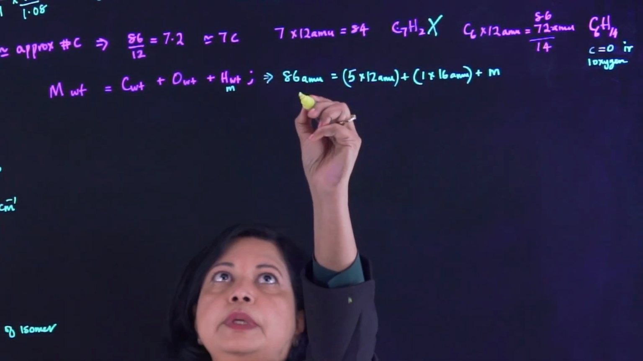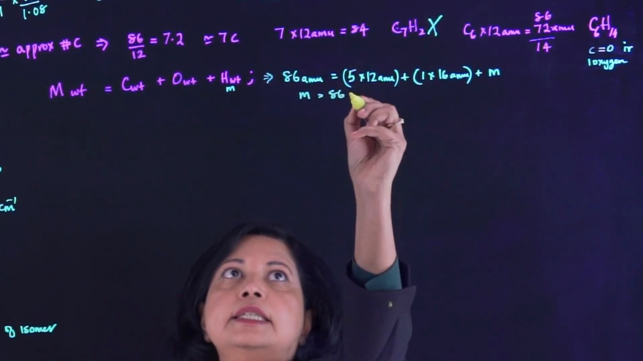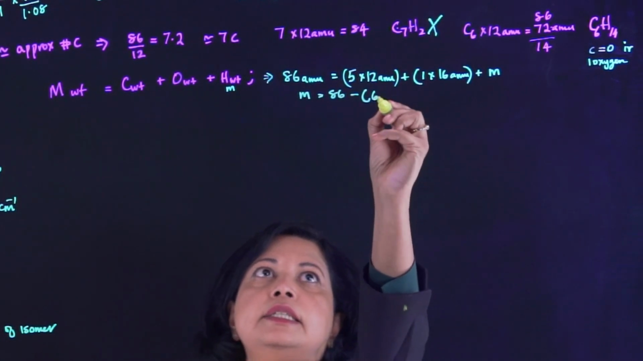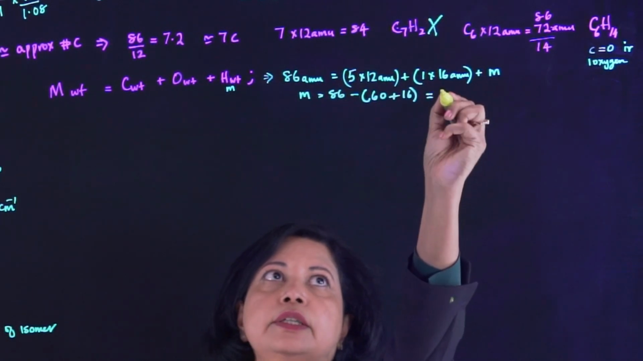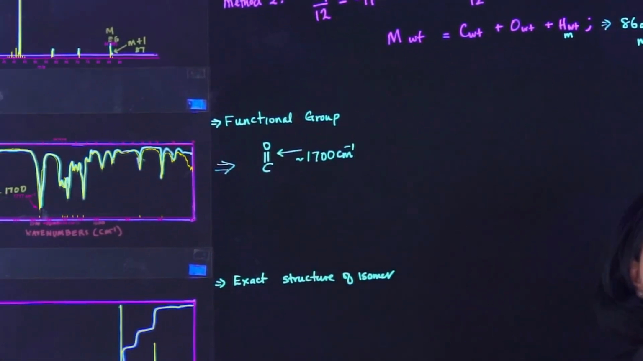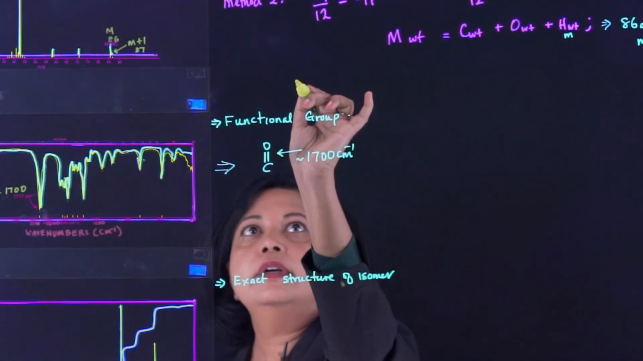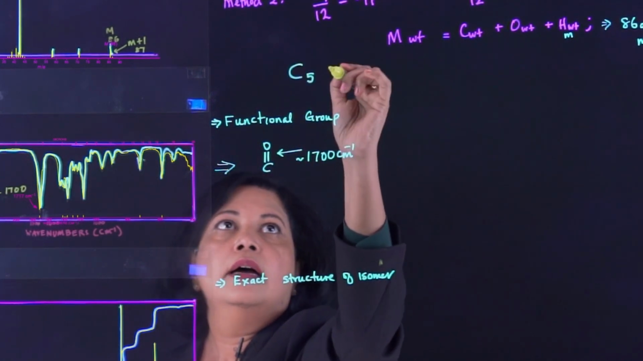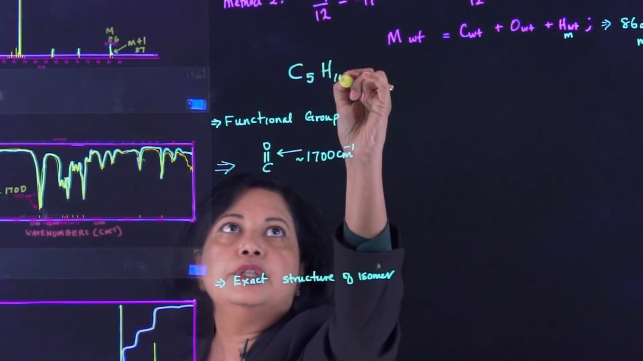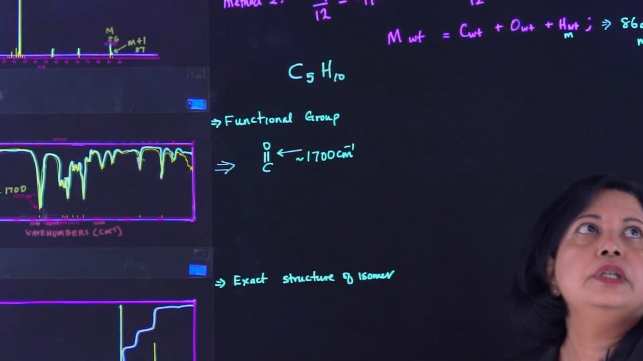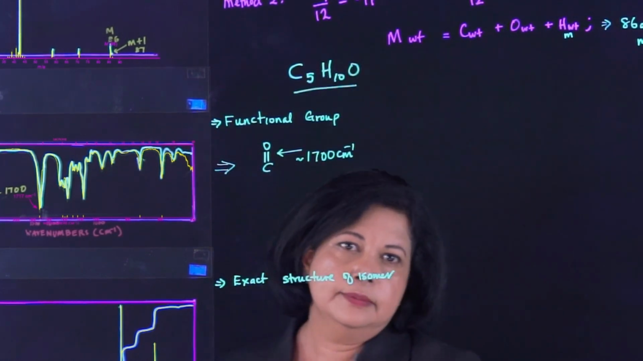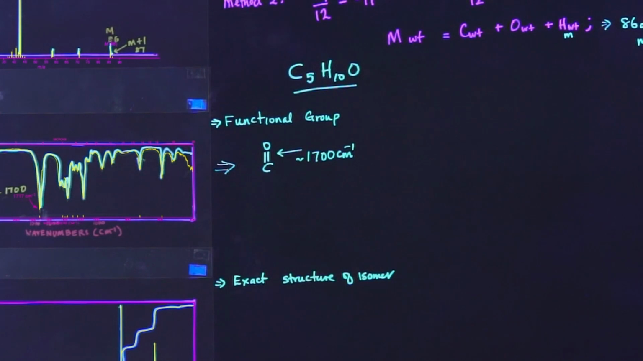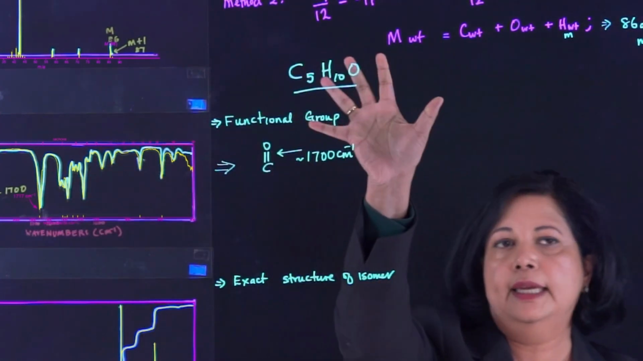Therefore, M is going to be equal to 86 minus 60 plus 16, which is 76. Therefore, that's going to be 10. So we have, according to this, 5 carbons and 10 hydrogens, and 1 oxygen. So that's going to be our formula. So you can see how mass spec and infrared would help us get a molecular formula.